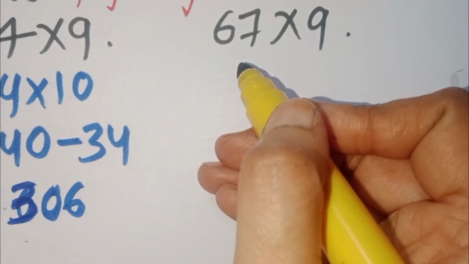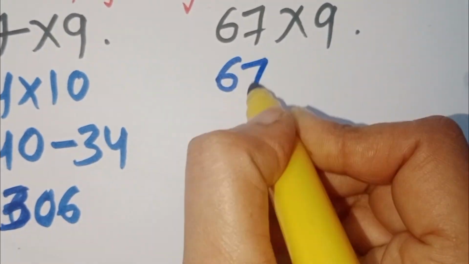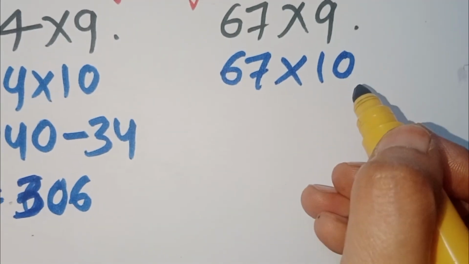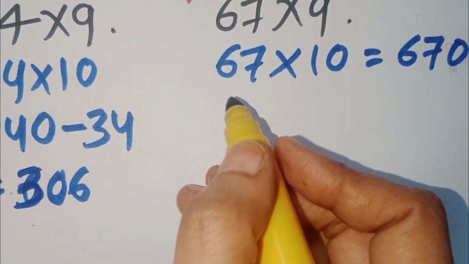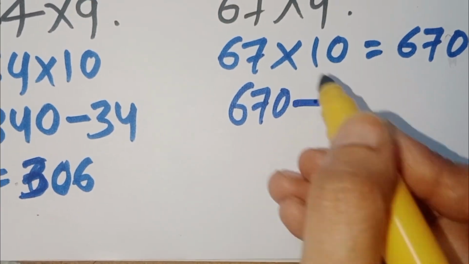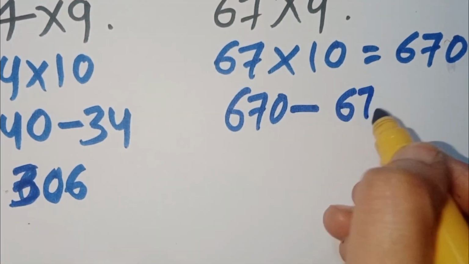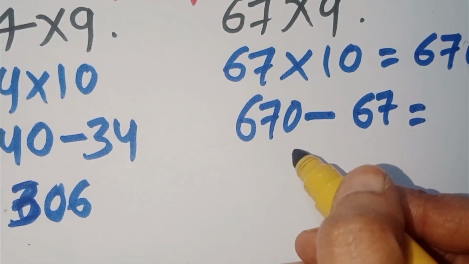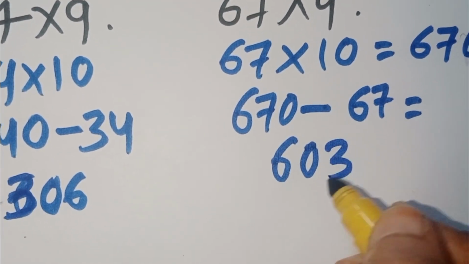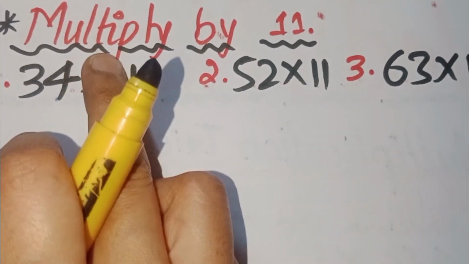First multiply this number by 10. 67 into 10, 670. 670 minus original number 67. 603. Trick number 3.